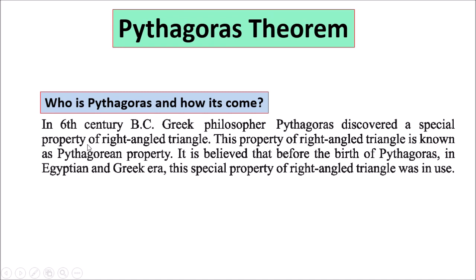What he did was find out the property of right angle triangles. Before that, Egyptian and Greek people were using this property, but Pythagoras discovered it and provided it in a written way, so that we can get it right now.